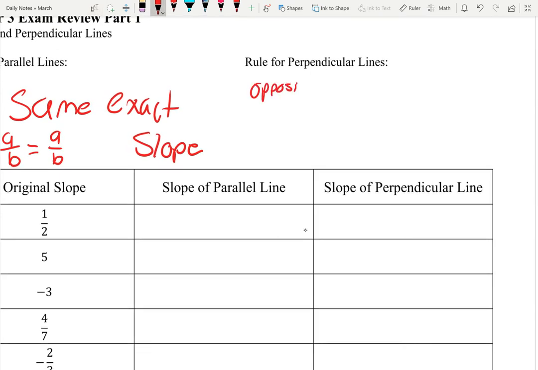So for perpendicular lines, they have what's known as opposite reciprocal slopes. So what that means is that if you have a slope that's a over b, its opposite reciprocal, I guess not equals, but I'll leave it equals even though it's technically wrong, is negative b over a. So what happens is the slope reverses and it becomes the opposite sign. So for example, positive 1/2 would turn into negative 2 over 1, which is the same thing as negative 2.